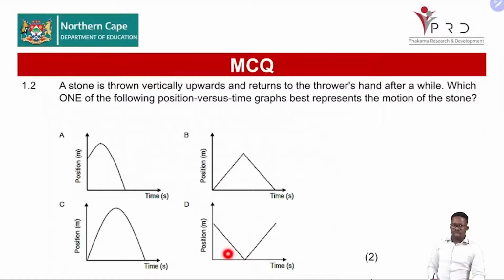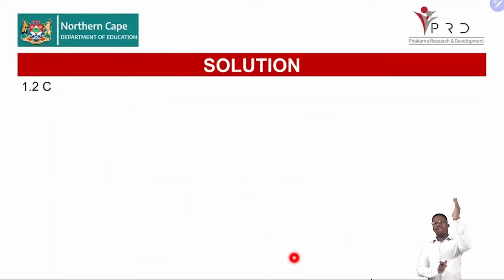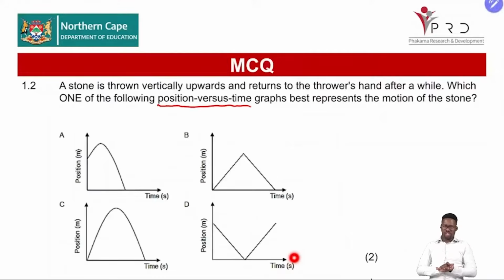Let's look at this multiple choice. A stone is thrown vertically upwards, so it's a projectile. An object has been given an initial velocity, and then it returns to the thrower's hand after a while. Which one of the following position, this is the keyword, versus time graphs represents the motion? The motion was thrown from this position. It went up and it came down to the very same position.